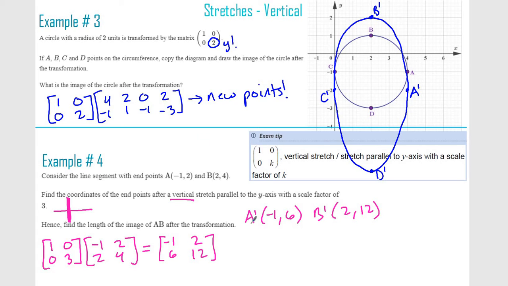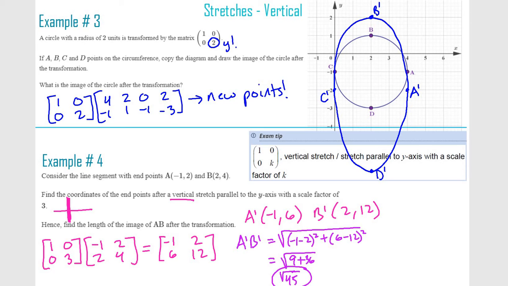So our new distance is, I don't know why I made it that long. Okay, so -1 minus 2 squared plus 6 minus 12 squared. What is that? -3, so 9 plus 36, so square root of 45. All right.